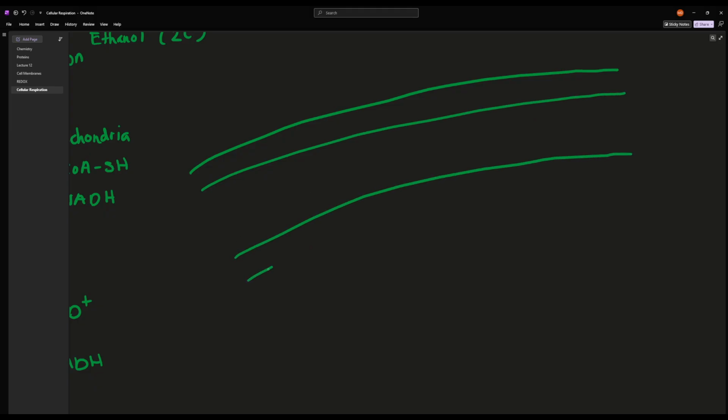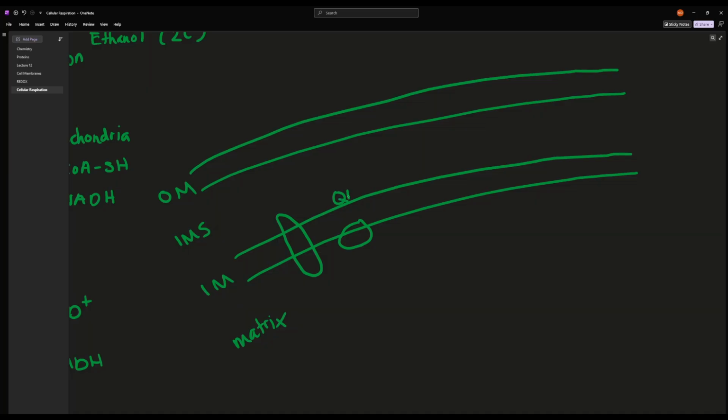So the mitochondria has 2 membranes. It has its outer membrane and the inner membrane. We then have the space between the two membranes, otherwise known as the intermembrane space, and then we have the matrix. Remember, this is where the Krebs cycle is taking place. We then have a series of very large protein complexes. A smaller molecule called QH2 that is going to float inside of the membrane.